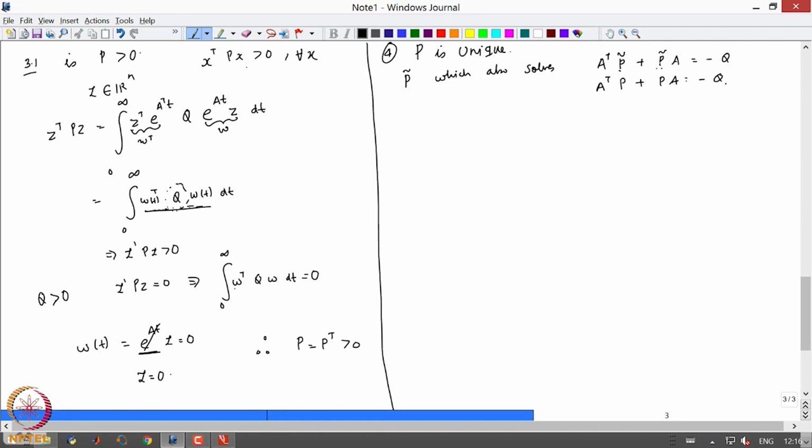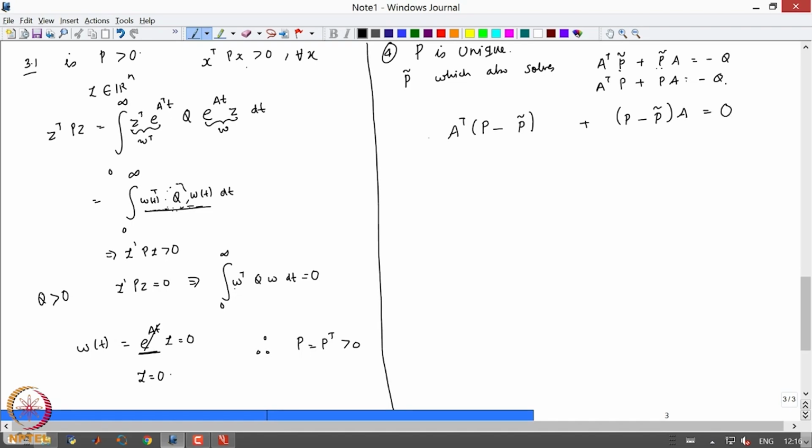Now, I will just verify what this means. So, I just do some manipulations here. This will turn out to be A transpose (P minus P tilde) plus (P minus P tilde) A is 0, just by subtracting these equations.